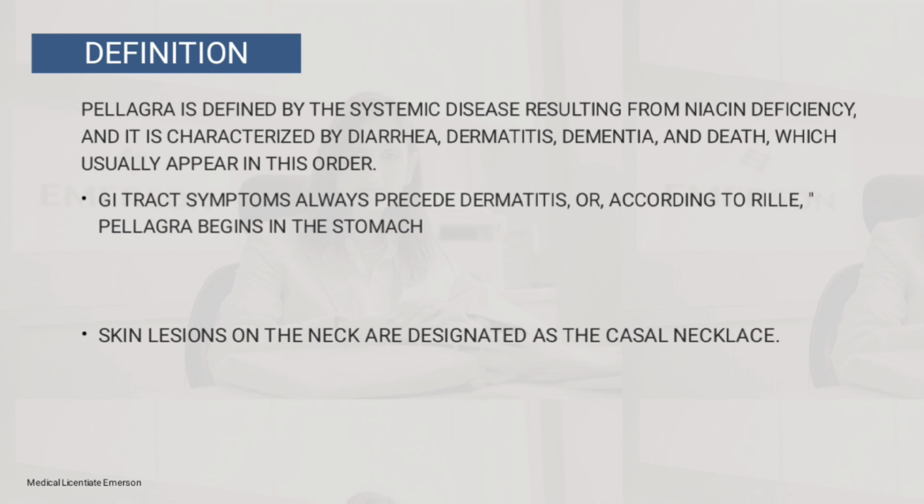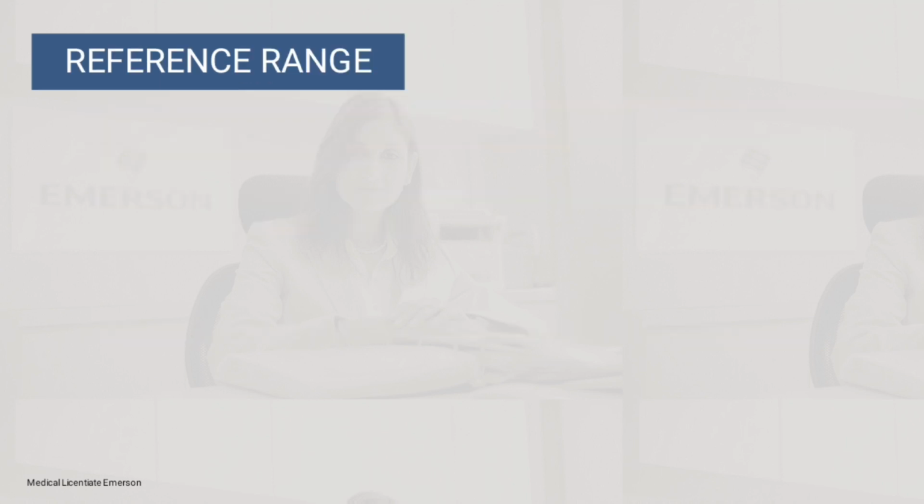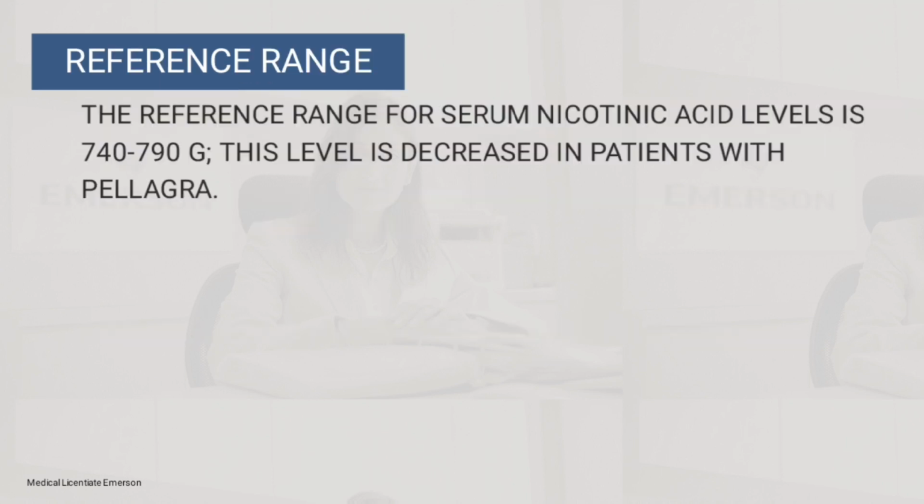Then the skin lesions on the neck are designated as the Casal necklace, because Casal was the one who designated those skin lesions around the neck. Then the reference range for serum nicotinic acid levels is 740 to 790, and this level is decreased in patients with Pellagra.